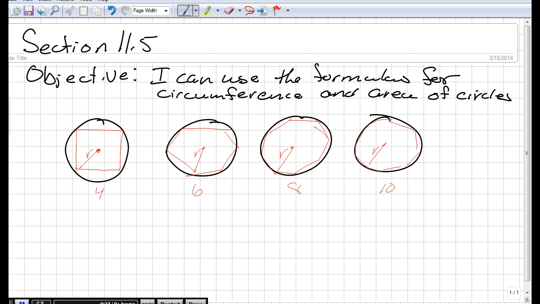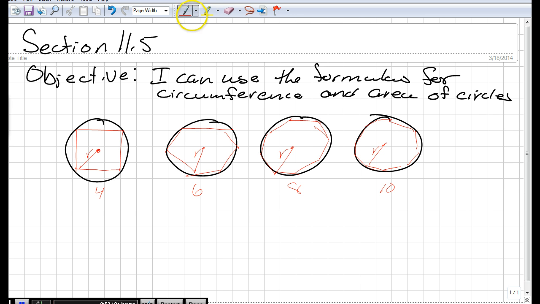And remember that the perimeter of a polygon is the sum of all the sides. Well, as we get more and more sides to the polygon, the polygon gets closer and closer to a circle. So there's some number of sides where you cannot tell the polygon from the circle. And that number of sides is what we refer to as the limiting number, okay?